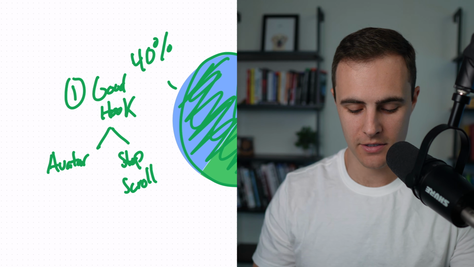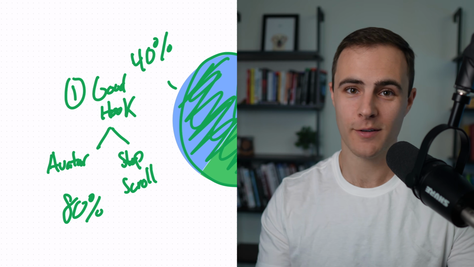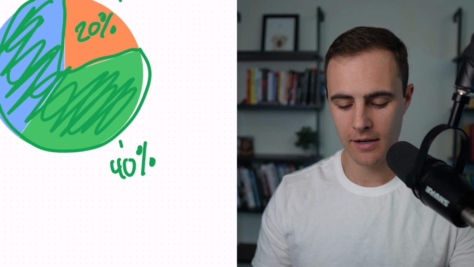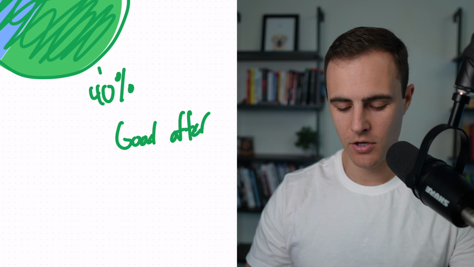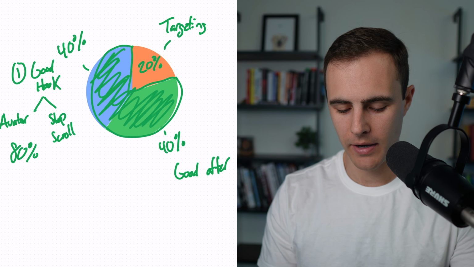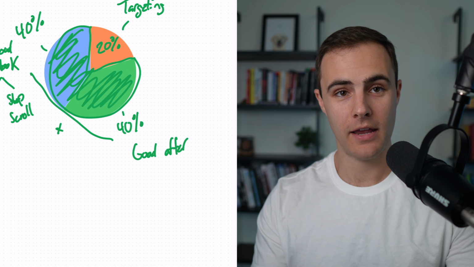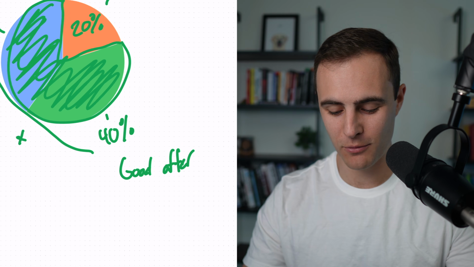If you can do this, it's gonna honestly account for about 80% of the ad results, okay? Assuming that you've got the next thing in place. On the other end of this pie chart is a good offer, okay? So if I have a good hook plus a good offer, I can crush it with ads, even if I can't target anybody, okay? Because targeting is gonna be more hard, okay?